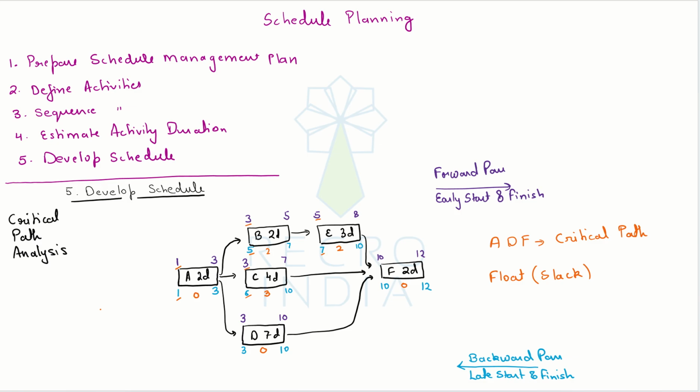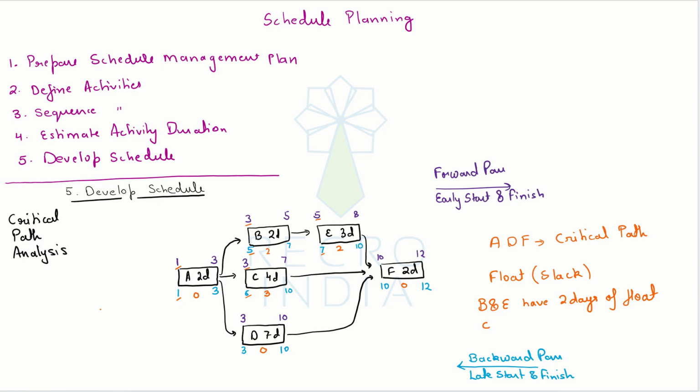So in this example, B and E, these two activities have 2 days of float. As you can see, B and E are connected and they both have 2 days of float. So they both can be together delayed by 2 days. Cumulatively, they can be delayed by a maximum of 2 days. It's not 2 plus 2, it's total 2.